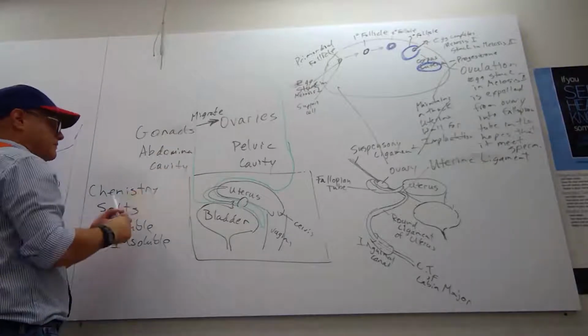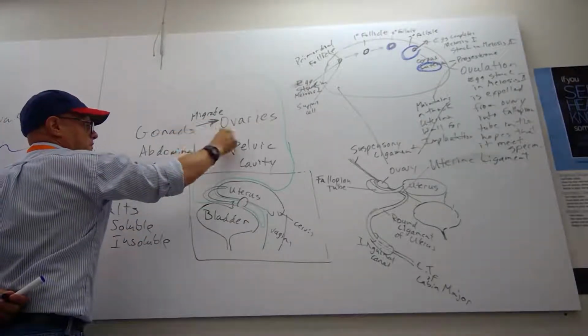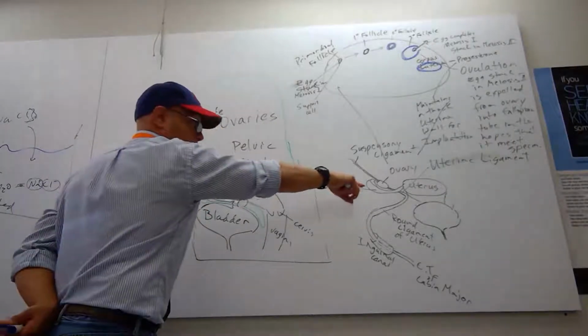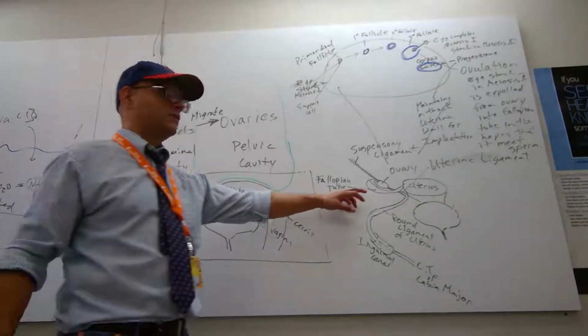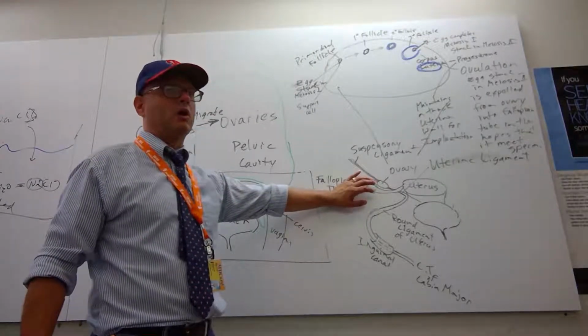Gonads in the abdominal cavity migrate. Gonads become ovaries as they migrate into the pelvic cavity and associate along with the fallopian tubes. How did you say they migrated? You said something about they migrated from medial to lateral lower abdominal cavity because they go to the pelvis. But it's via the fallopian tube. Well, no, the fallopian tube will come with it.